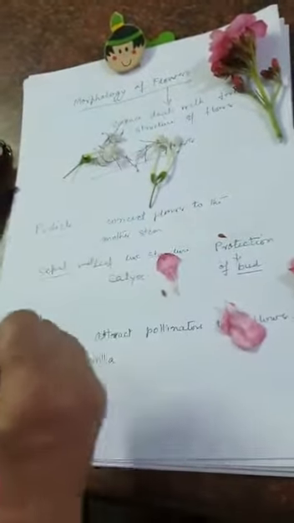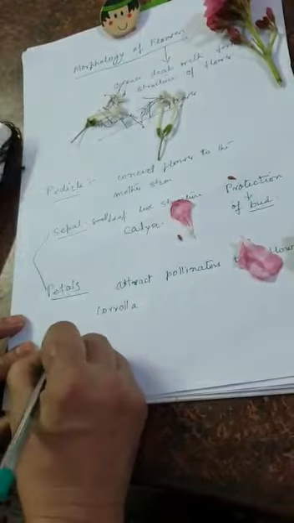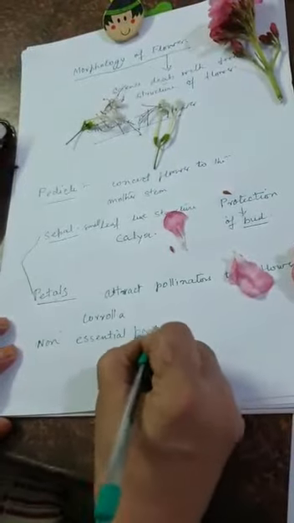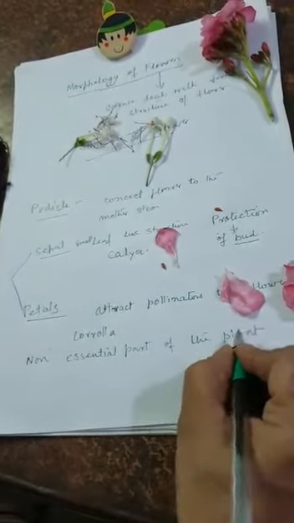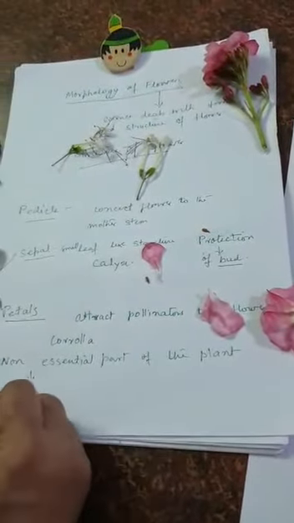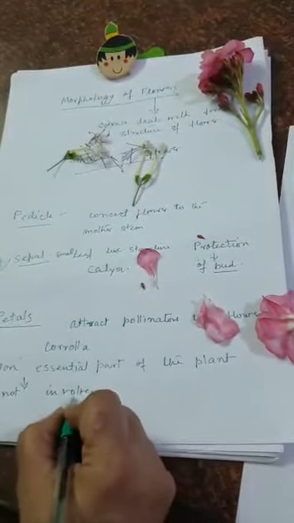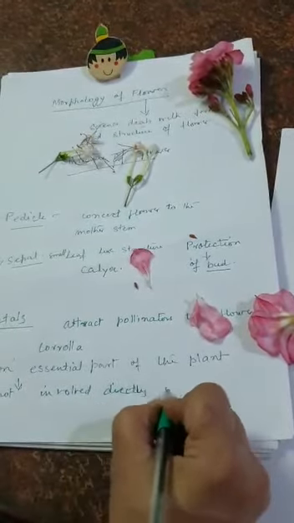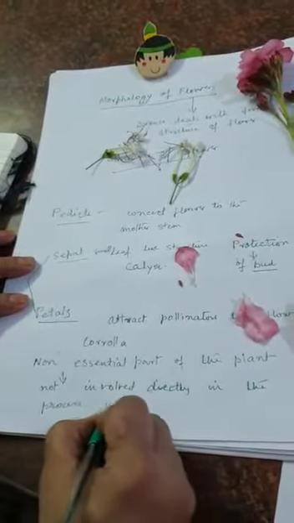These two parts, sepals and petals, are known as non-essential parts of the plant, as opposed to essential parts, because they are not directly involved in the process of reproduction.